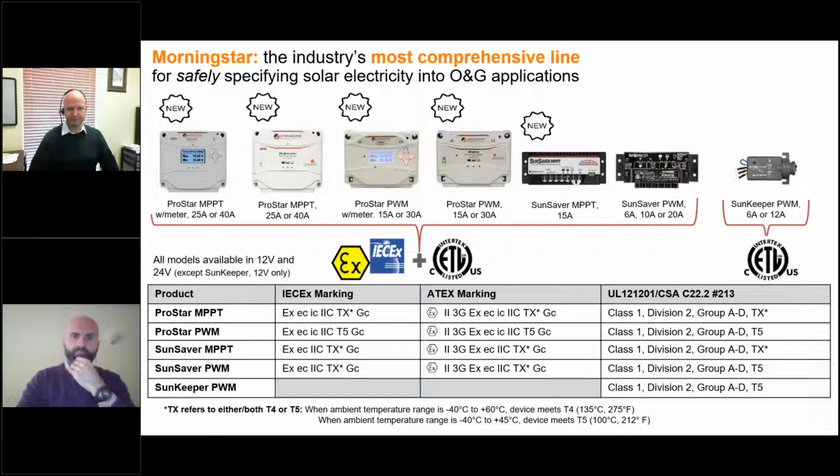So moving on, I'd like to talk a little bit more about products specifically in name and in detail. You can see a good example here of the breadth of our hazardous location product line. Across the top are ProStar MPPTs and ProStar PWMs with and without meter display, our SunSaver MPPT, and our SunSaver PWM. Whether you need just simple PWM control or maximum power point tracking, all are suitably rated for these locations. You can see below that all of those families have ATEX, IECEx, as well as the ETL listing for HazLoc. We do have a unique product called the Sunkeeper, which is a waterproof design that connects to the junction box for very small loads, and that has an ETL rating as well.